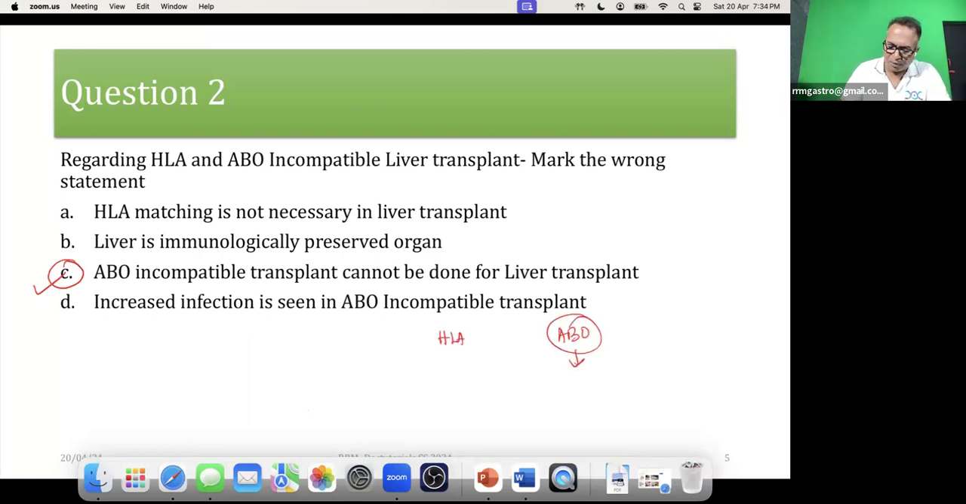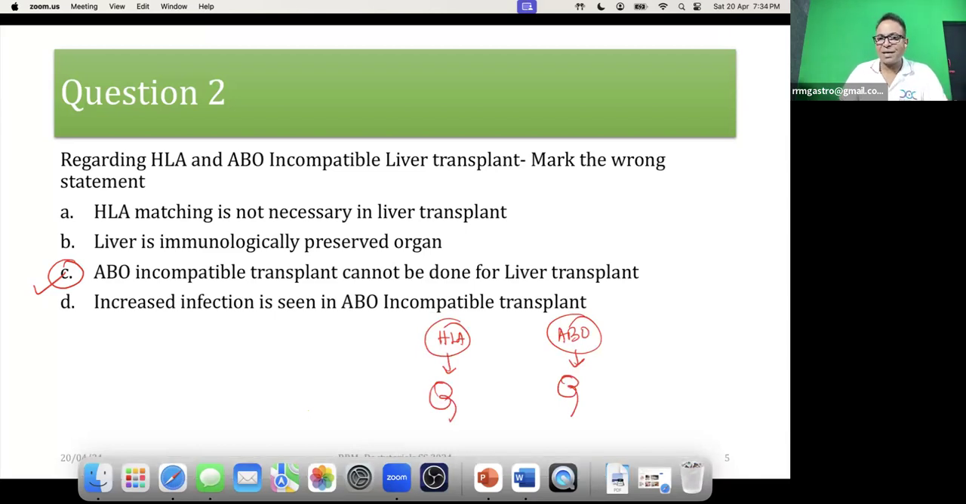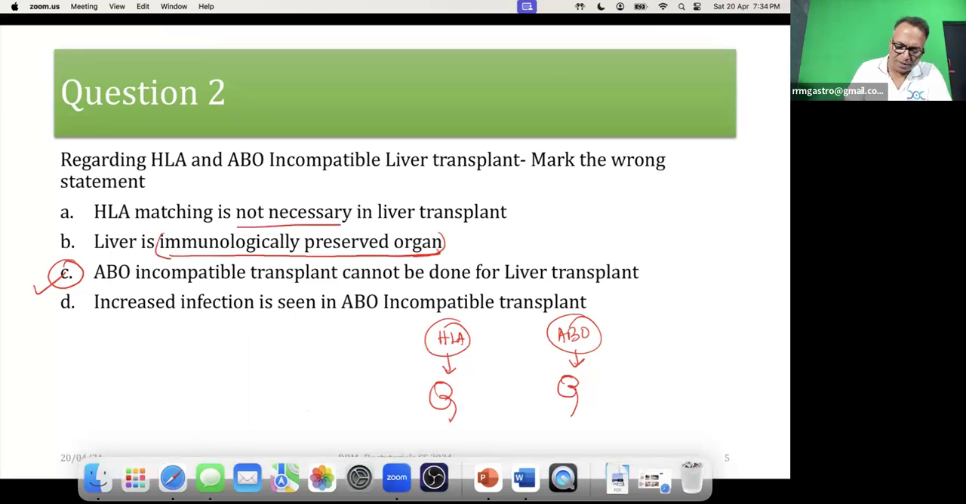ABO matching is very important for kidney, and HLA matching is very important for liver. Both HLA matching and ABO matching are not so important for liver cases because the liver is an immunologically preserved organ. Don't forget this. The liver is an immunologically preserved organ, so there is no issue in liver. Therefore, HLA matching is not necessary in case of liver transplant.